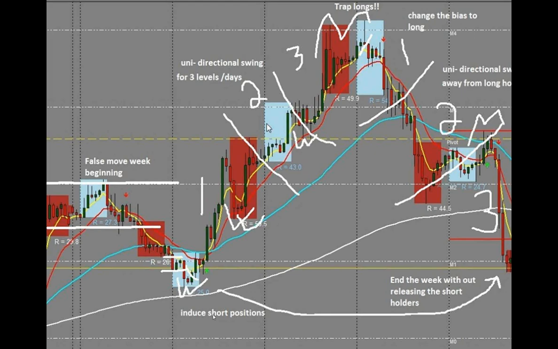We're inducing short positions right here. Rises up. There's a level. Rises up. So this is Monday here. This would be Tuesday. Going into Wednesday, you can see it's risen another level, and they're trapping people to the long. Beautiful M is formed.